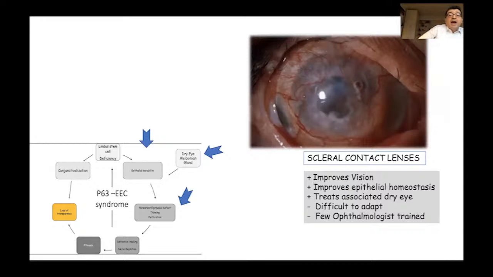Another great actor in the management of P63-associated, E.E.C.-associated keratopathy is the scleral contact lens. It is a very wide and large contact lens that does not touch the cornea. It is totally filled with saline, and it protects the cornea from injuries. It also treats severe dry eyes, and it improves vision. Of course, it cannot improve the transparency in the beginning, but it improves the regularity of the cornea and improves vision. And by decreasing the risk of corneal ulceration, it helps the prevention of fibrosis.